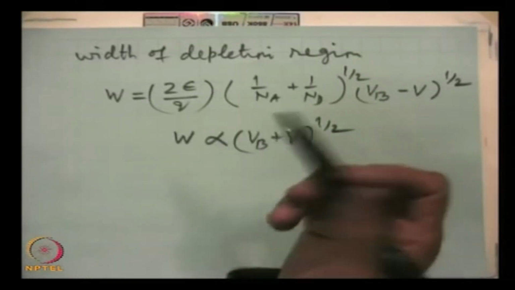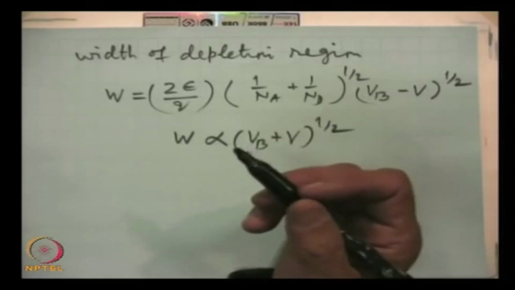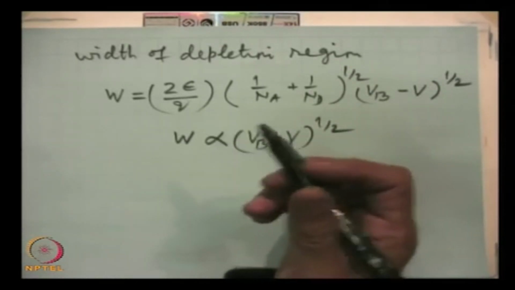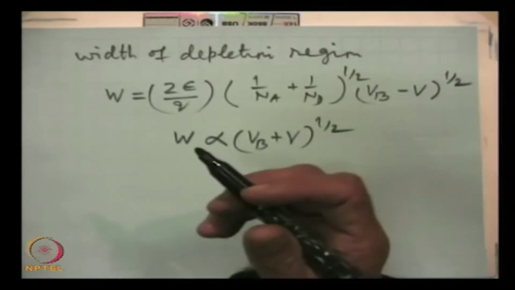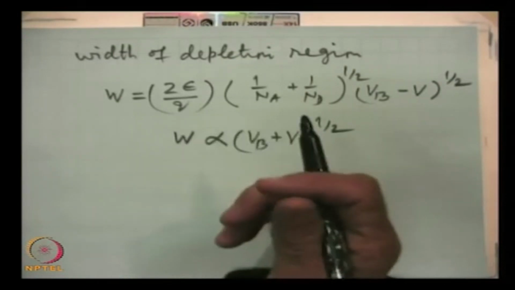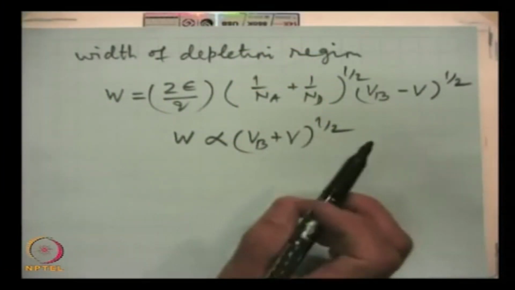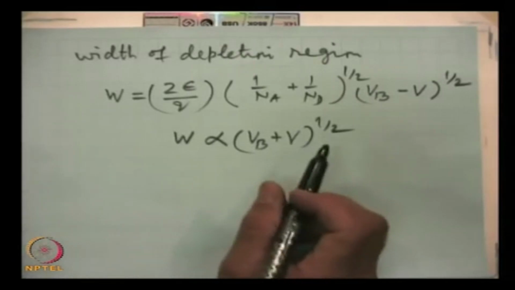And physically you can understand why it should increase, because the reverse bias pulls away the majority charge carriers further away from the junction, and hence more impurity ionized ions will be uncovered, and actually they form what is known as the depletion region, and hence the depletion width increases with the reverse bias.